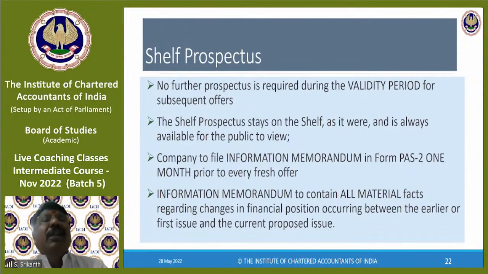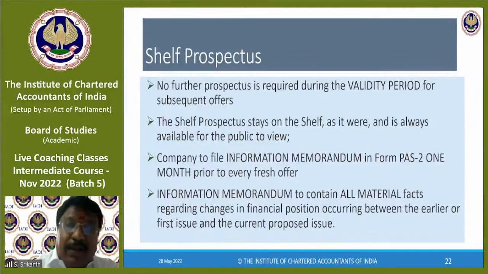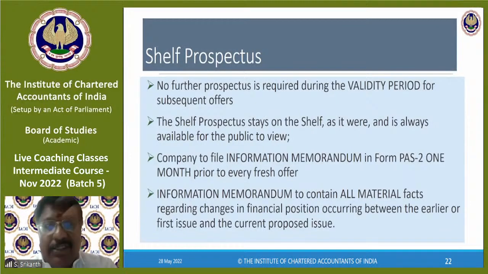Now, before making the fresh offer, as I told you, there may be some material changes in the financial position. So before making every fresh offer, you will file a document called an information memorandum. The form is Form PAS2. What is PAS? Expansion: prospectus and allotment of securities. Many of these form numbers will have the abbreviation of the chapter heading. See, you had INC, na? Incorporation of companies, INC. Here PAS, like that.